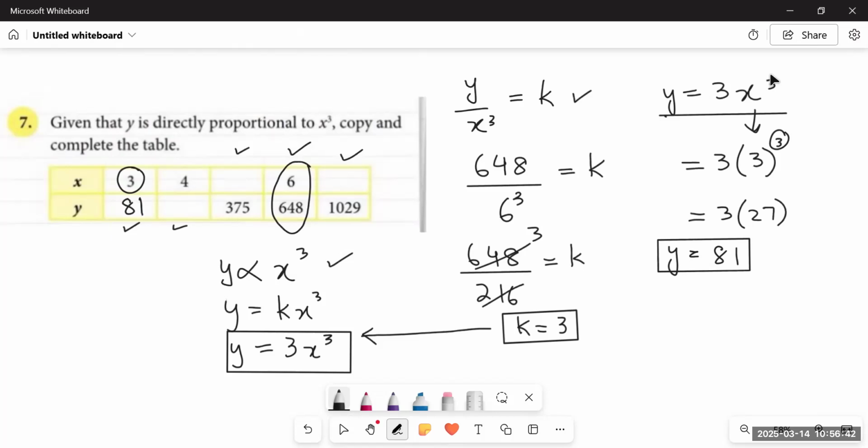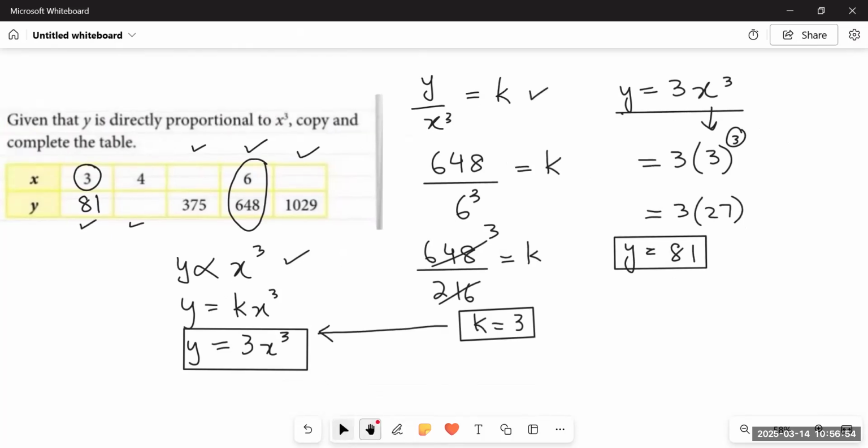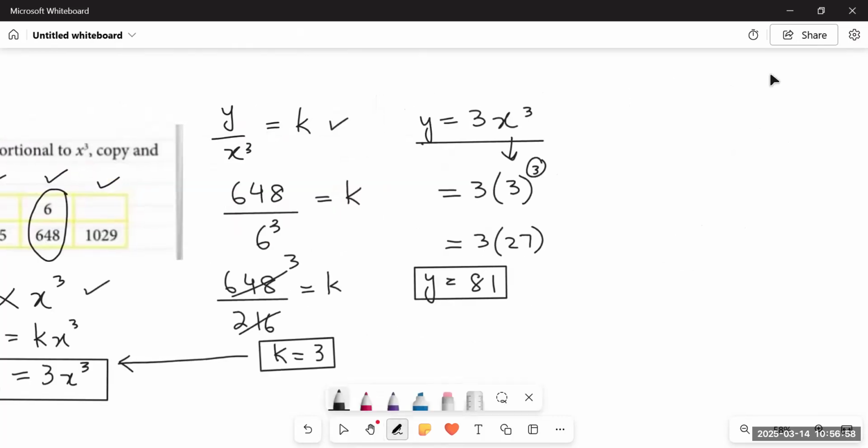Because y is directly proportional to x cube, and the constant is 3. Similarly, we have to find out the value of y when x is equal to 4. So we will use the same equation, y is equal to 3x cube. Now we will substitute the value of x as 4 raised to power 3.